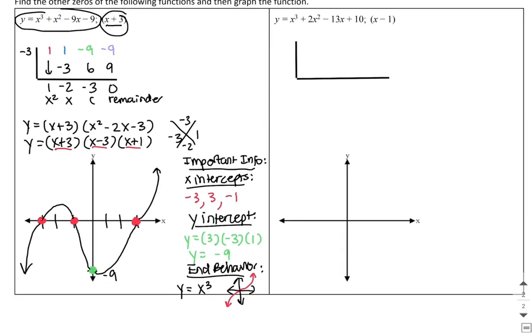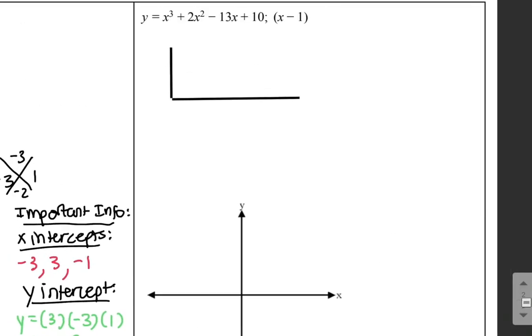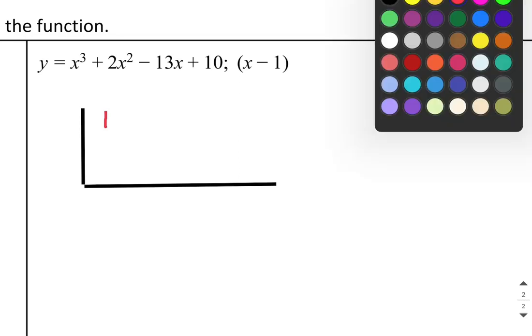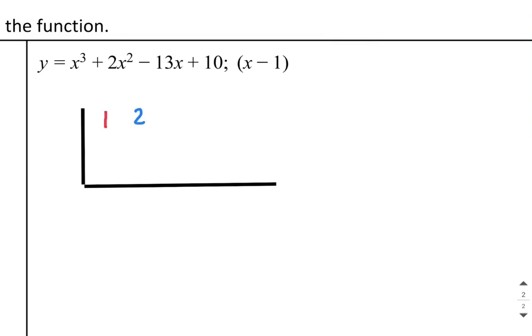I want you to pause this video and try this example here. All right, for this example, if you use synthetic division, you could have also used long division for this, but I'm going to do it with synthetic division. I have my coefficients. I have all powers from x cubed down to the constant. So 1 for x cubed, 2 for x squared, -13 for x, and 10 for my constant. The number that's going to go on the outside is what makes this 0, so that's 1.